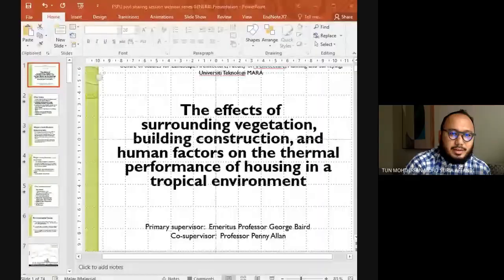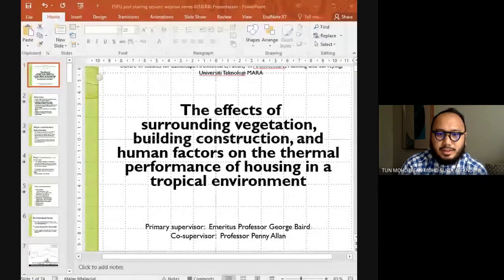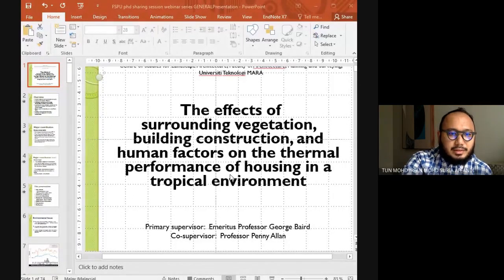Dr. Alamah Misni, a senior lecturer from the Center of Studies for Landscape Architecture, FSPU UiTM Puncak Alam. The presentation is entitled The Effect of Surrounding Vegetation, Building Construction and Human Factors on the thermal performance of housing in a tropical environment.